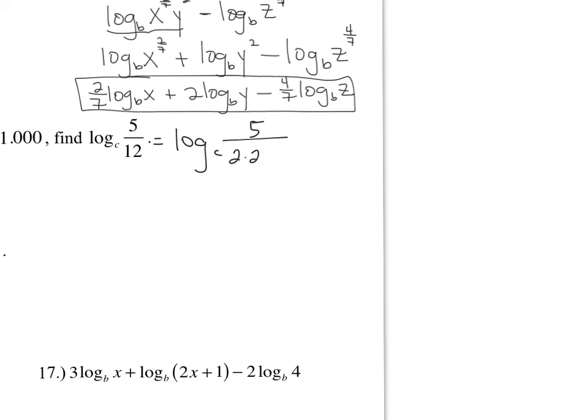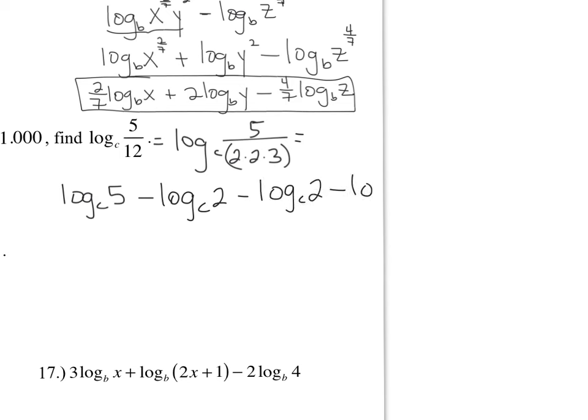So I'm going to rewrite it as 2 times 2 times 3, because I needed to use only 2's and 3's. So 2 times 2 is 4, times 3 is 12. So 2 times 2 times 3. And now I can use my properties. So we'll have log base c of 5 minus, and then see how in the denominator here, 2, 2, and 3 are all in the denominator. So that means that when we use our quotient property, we're going to have subtraction because they're all in the denominator. So we'll have log base c of 2 minus log base c of 2 minus log base c of 3.